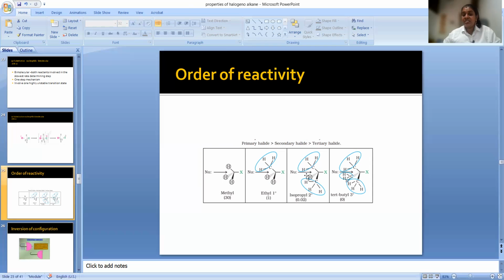Okay, there will be a repulsion or steric hindrance due to this bulkier group. So in the SN2 mechanism, the order of reactivity is that primary halide will be more reactive than secondary and tertiary. What is the reason? In tertiary halide, there are 3 bulkier groups. Because of those 3 bulkier groups, there will be steric repulsion or steric hindrance. Because of that, the primary halide will be more reactive in the SN2 mechanism. Okay.